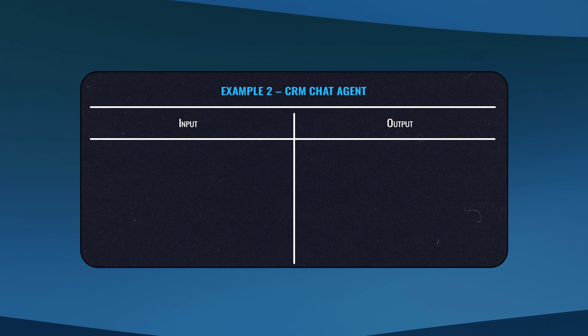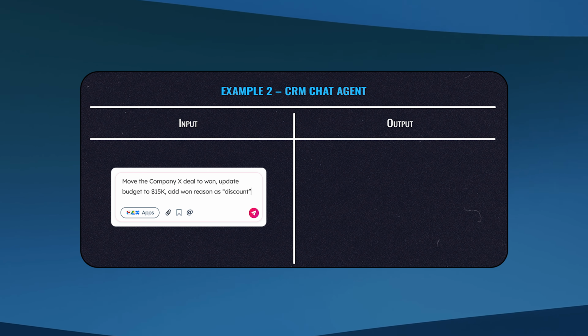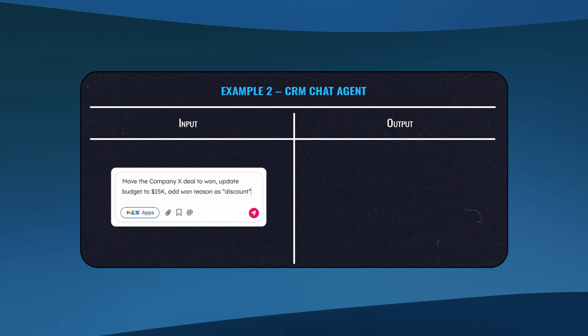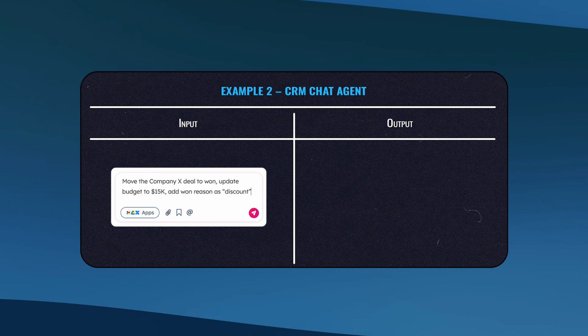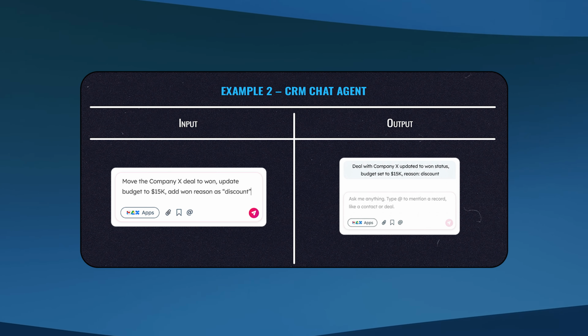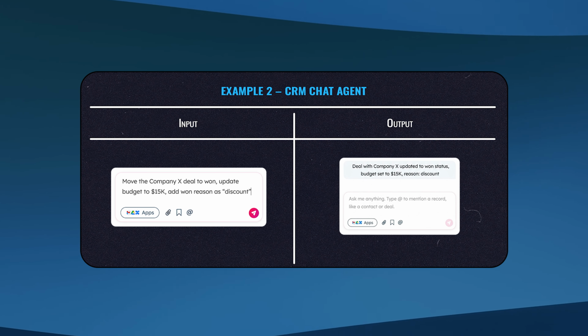Example 2. CRM chat agent. Input. Move the company X deal to 1, update budget to 15K, add one reason as discount. Output. Agent updates the deal and confirms. Deal with company X updated to 1 status, budget set to 15K, reason, discount. The agent does the heavy lifting under the hood and just tells you it's done. Simple response in the chat.